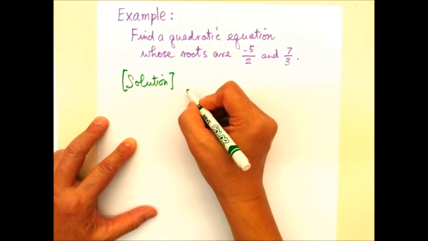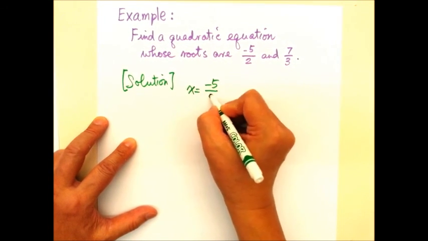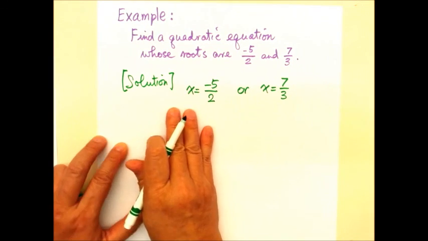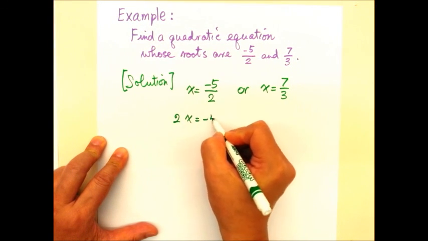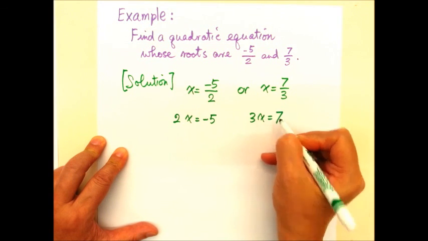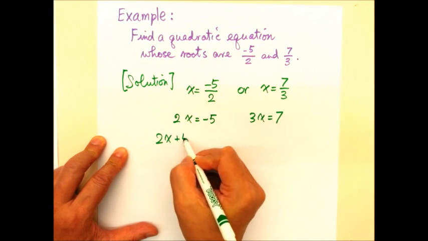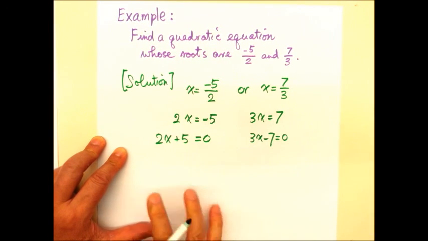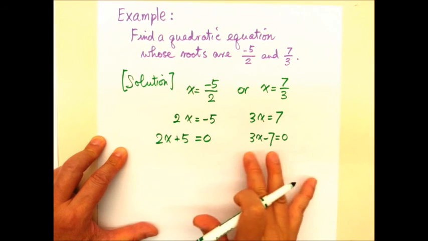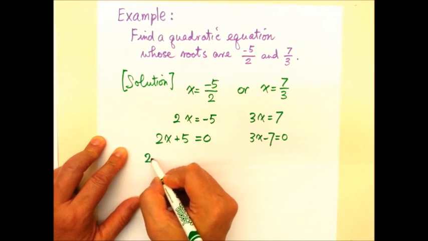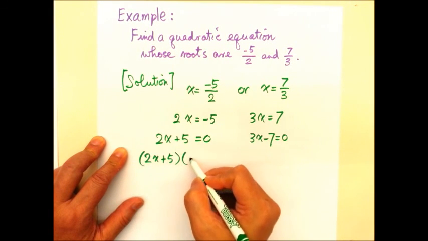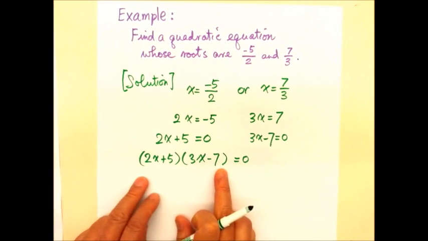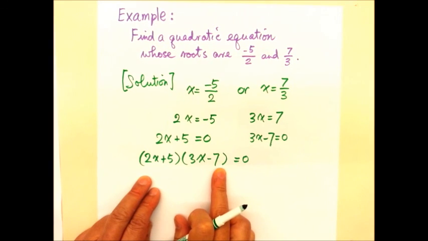Now, 2 roots. That is x equal to -5/2 or x equal to 7/3. Move the terms to 2x equal to -5 and 3x equal to 7. Right? Very directly. Either this one equal to 0 or this one equal to 0. So when I multiply them together, it is equal to 0. When we break the brackets here, we have the quadratic equation.